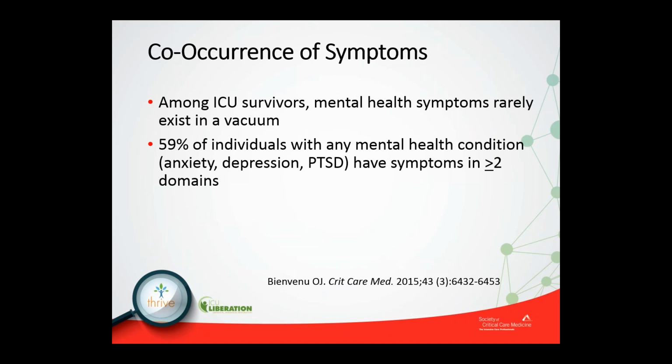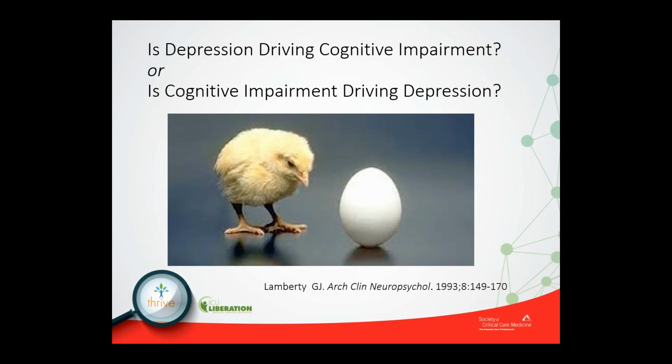There is a significant co-occurrence of symptoms. Mental health symptoms, of course, rarely exist in a vacuum. In a recent study in Critical Care Medicine in 2015, our colleague Joe Bienvenu from Johns Hopkins showed that 59% of individuals with any mental health condition have symptoms in greater than or equal to 2 domains. So in other words, if you have depression, there's a good likelihood that you will also have anxiety and PTSD. If you have PTSD, it probably doesn't occur in isolation. It will be joined by depression. This is important with regard to treatment implications, because when one person has one of these conditions, you should think in terms of them having more.